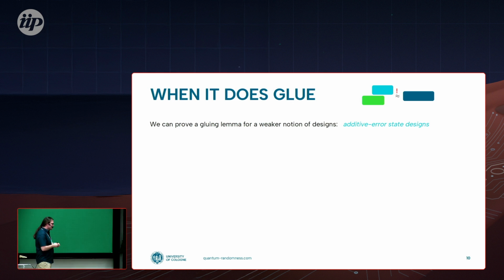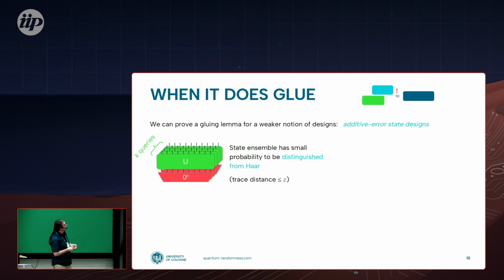Actually, we also have some other results. So far I talked about when it doesn't glue; now it sometimes also glues. But to make this happen, we have to adopt a weaker notion of design. For the strong ones that I just told you about, things don't glue. But if you look at additive error state designs, then it glues. So let me tell you what the additive error state design is.